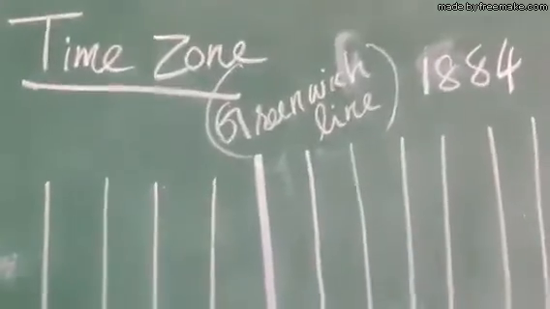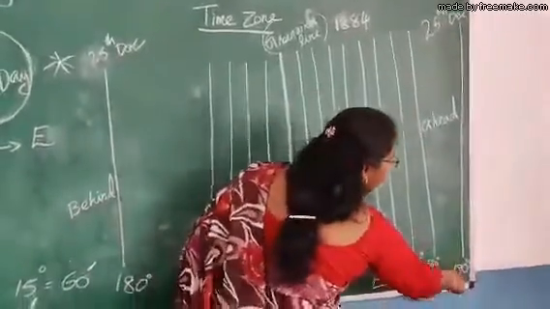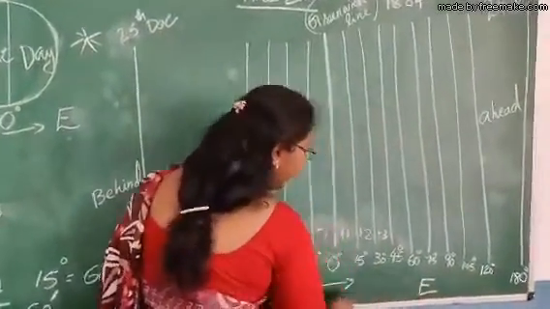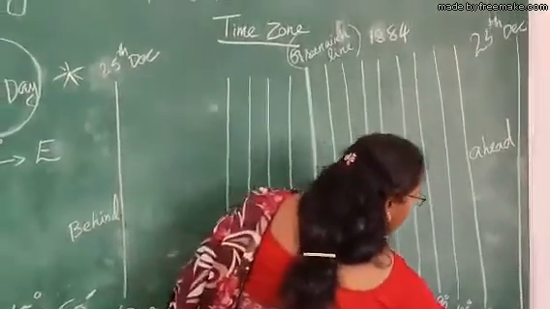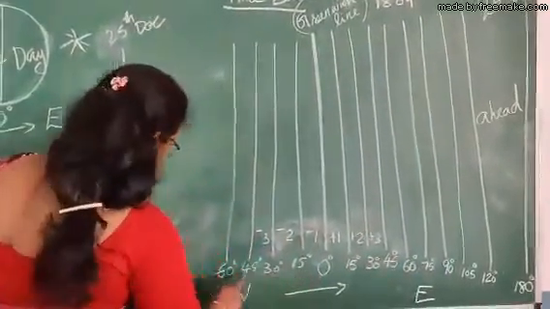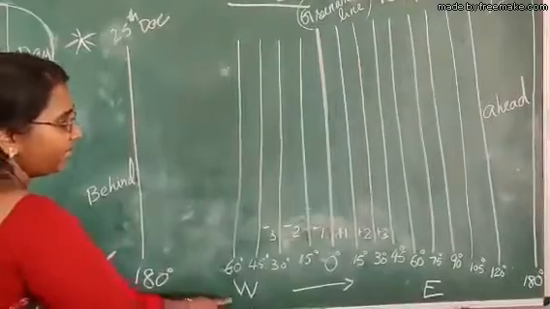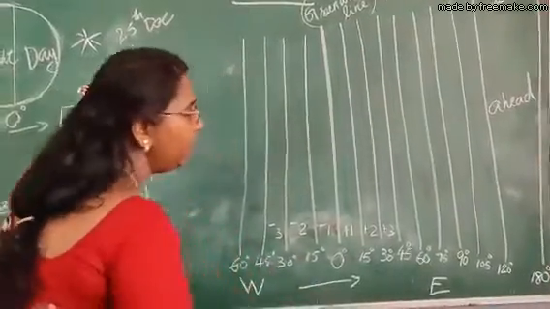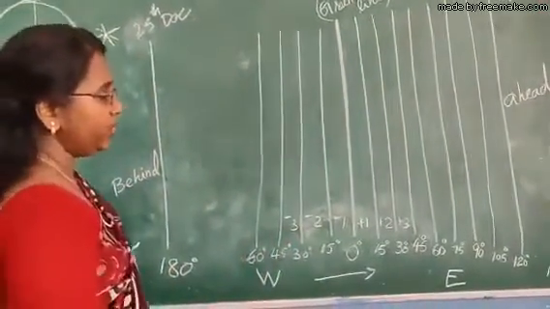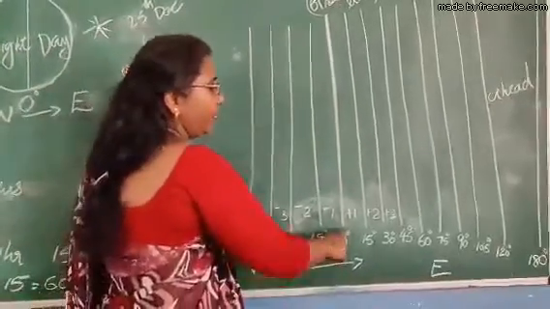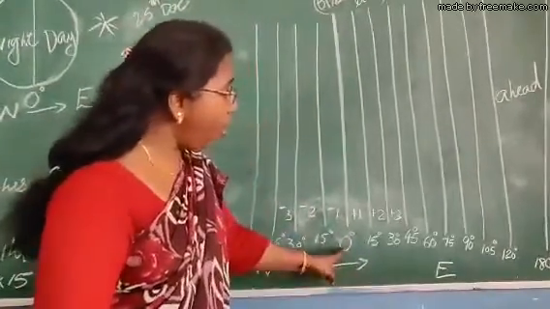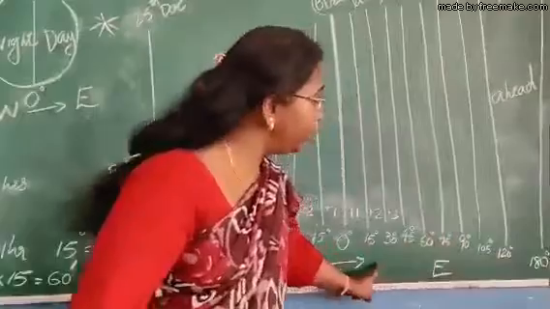So from 0 degree to here 180 degree, that is in the eastern hemisphere. And from 0 degree to here it is 180 degree in the western. So 180 plus 180, 360 degrees. You understood that? So now you see, we cannot draw all the longitudes here, 0 degree to 180.